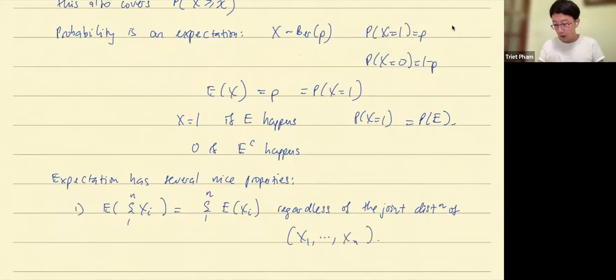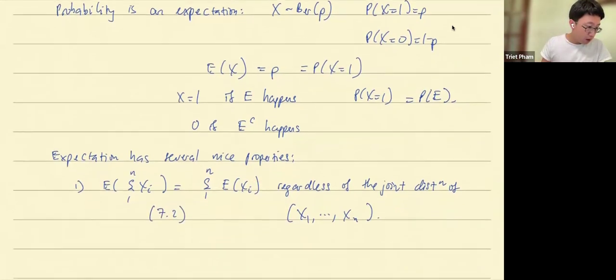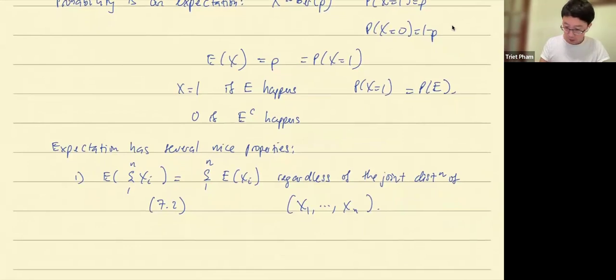When it comes to variance, it won't be the same. Variance of a sum is not the sum of the variance. It's only true when they're independent. So this will open the door for many techniques, maybe just one technique called the indicator function technique. This is 7.2, or 7.2, 7.3, let's say.